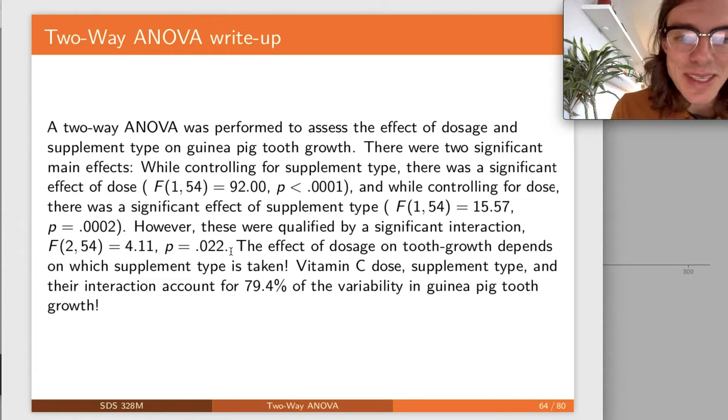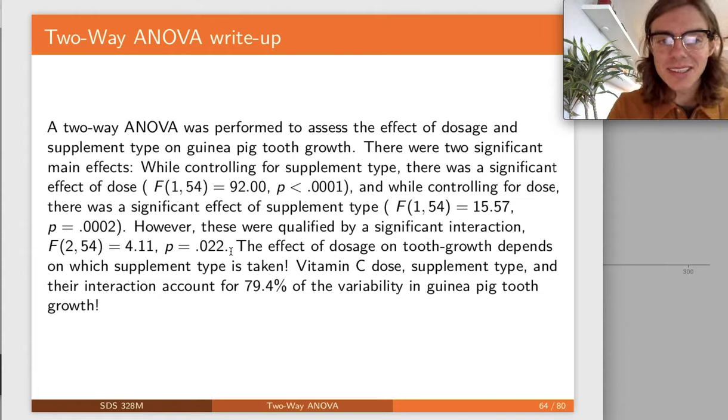So hang on a minute. These are qualified by a significant interaction. And then you cite the interaction stats. The effect of dosage on tooth growth depends on which supplement type is taken, right? And so all these things together account for 79.4% of the variability in tooth growth.